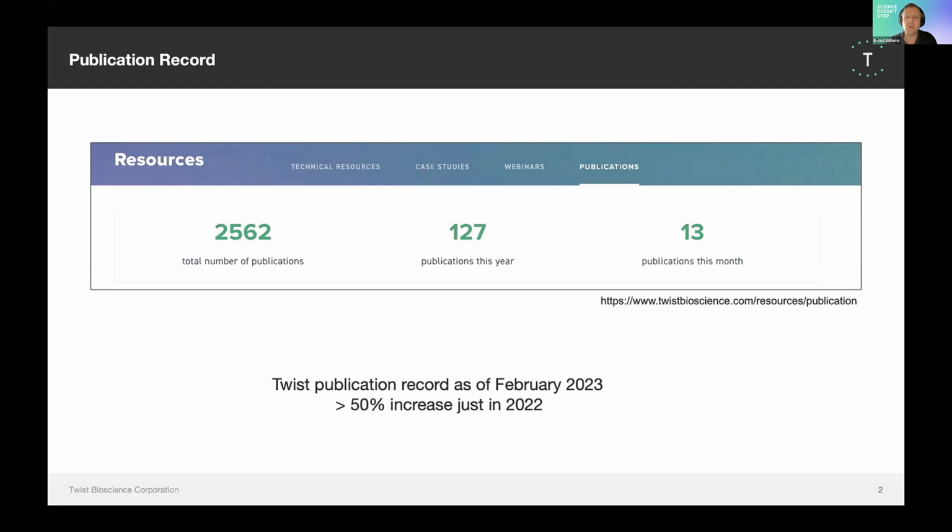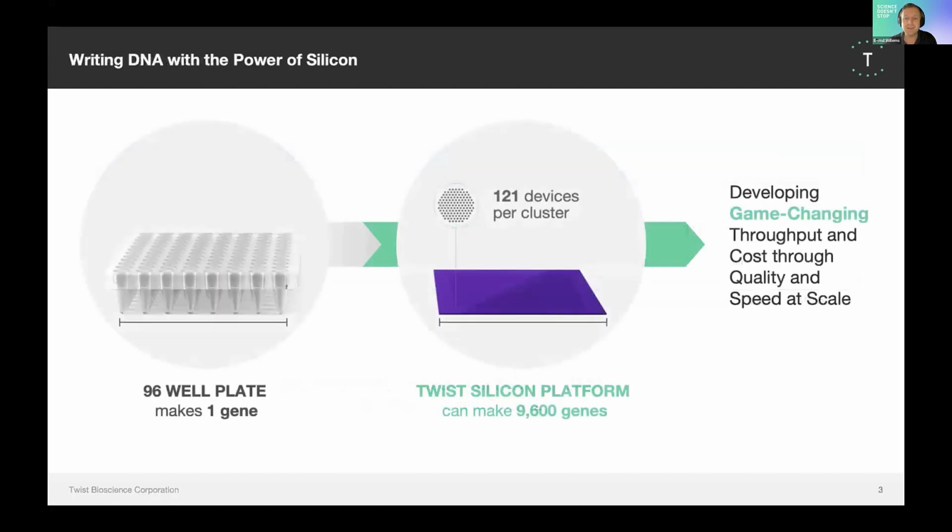With an increase of over 50% just in 2022, these numbers also visualize the steep trajectory at which we have been growing our footprint in the global scientific community. And it is also testament to the fact that we do something very right. And here's what we're doing right. This is one of the most important slides I'm showing you today, as it shows the core technology of Twist DNA manufacturing, our Twist Silicon platform.